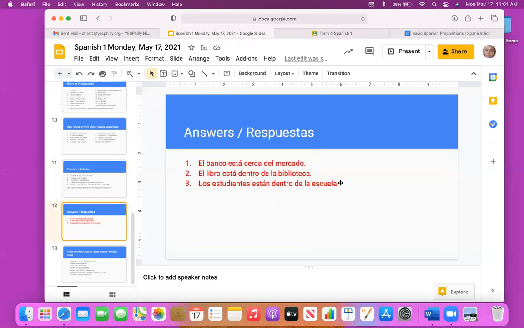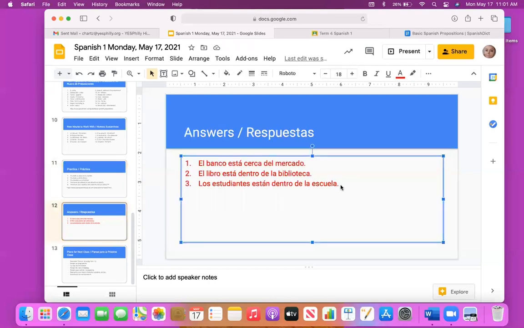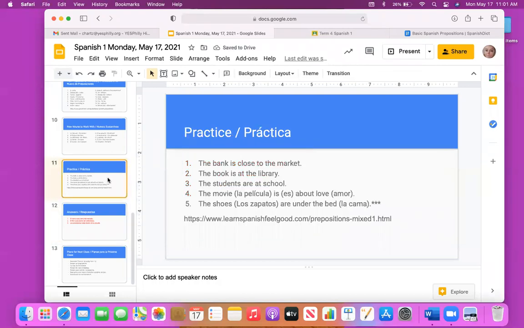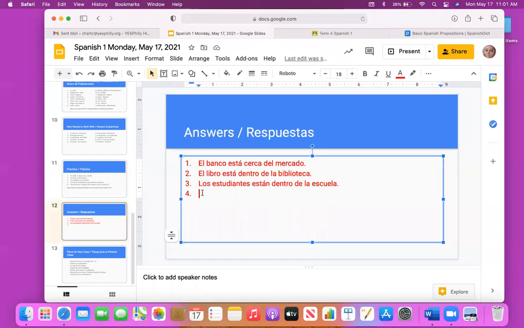Either one. So for the next one, we have the movie is about love. So I did add some of these in. The movie is la película.